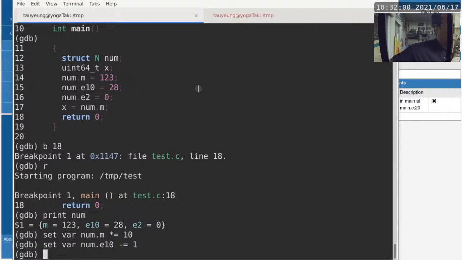The size of m plus e10. Not quite sure what you mean by the size of, because sizeof usually refers to the number of bytes of a variable, and that stays constant.